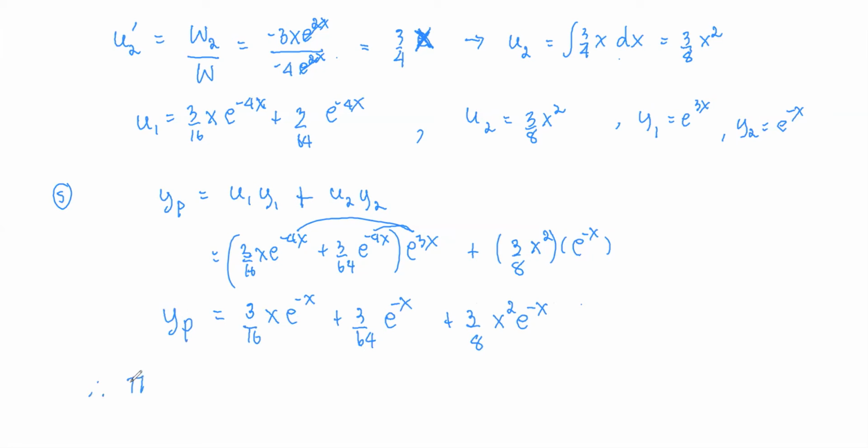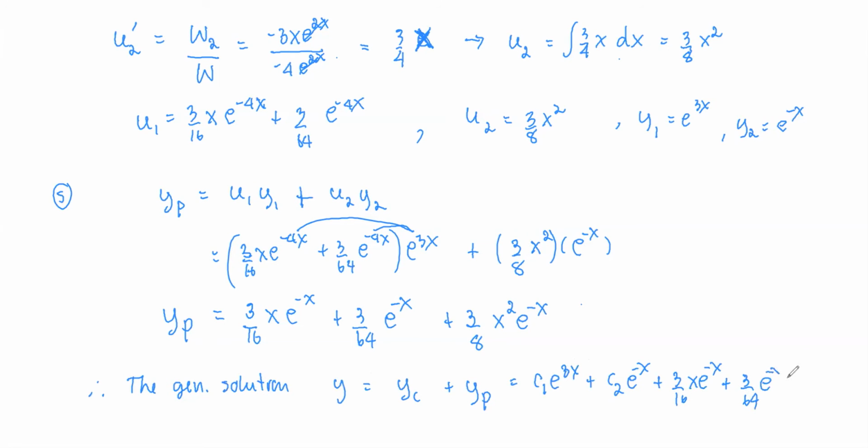To wrap up, the general solution is y equals yc plus yp. yc is c1 e to the 3x plus c2 e to the negative x, and then plus the 3 terms that we got from yp, which is 3 over 16 times x e to the negative x plus 3 over 64 e to the negative x plus 3 over 8 times x squared e to the negative x.